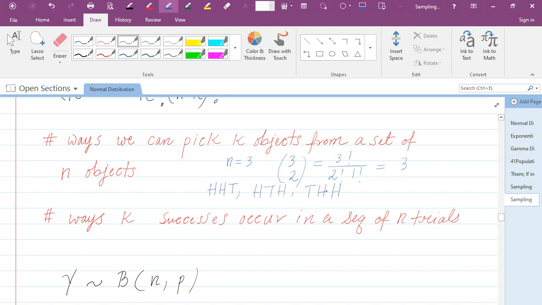I can get a head, tail, head, or I can get a tail, head, head. So you can see that 3 choose 2 is the number of ways I can get 2 heads from 3 tosses. Again, remember we are calling getting a head a success. So 3 choose 2 is the number of ways I can get 2 successes in 3 trials.